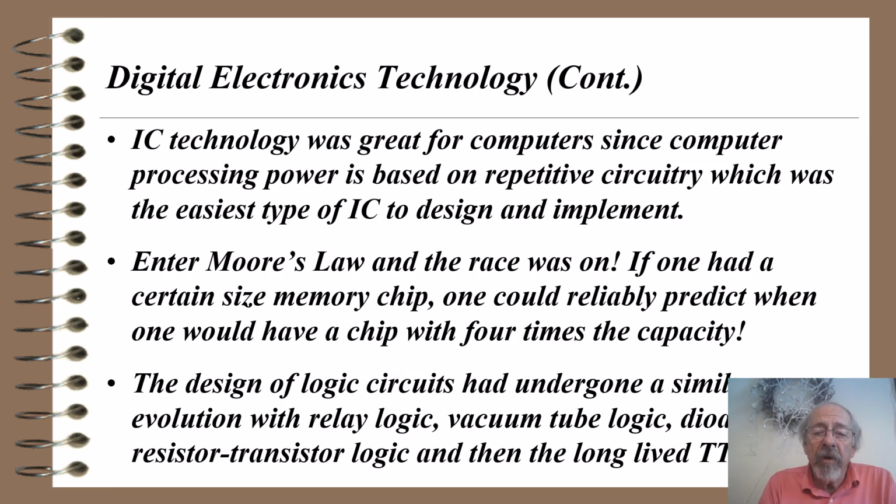IC technology was great for computers, since computer processing power is based on repetitive circuitry, which was the easiest type of IC to design and implement in the day. Enter Moore's law, and the race was on. If one had a certain size memory chip, one could reliably predict when one would have a chip with 4 times the capacity. The design of logic circuits had undergone a similar evolution, with relay logic, vacuum tube logic, then diode logic, resistor-transistor logic, and then the long-lived TTL, or transistor-transistor logic.